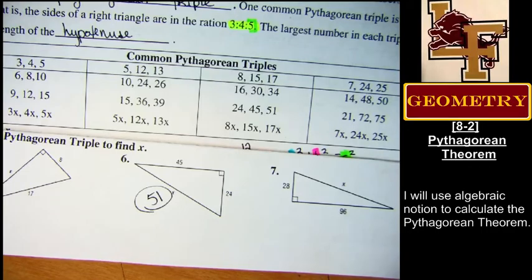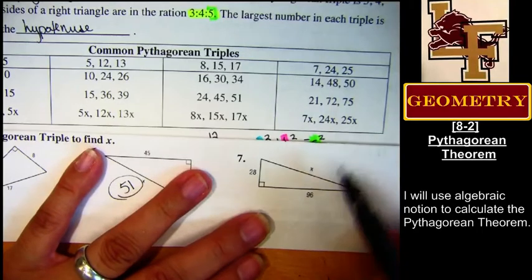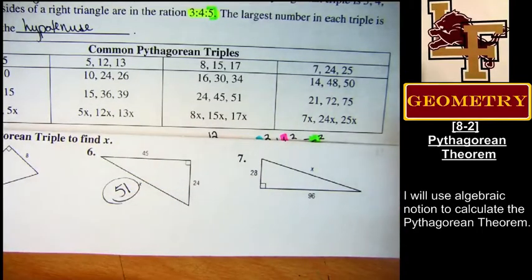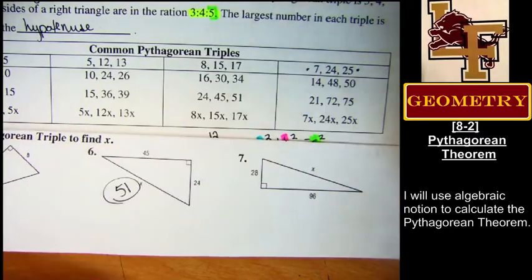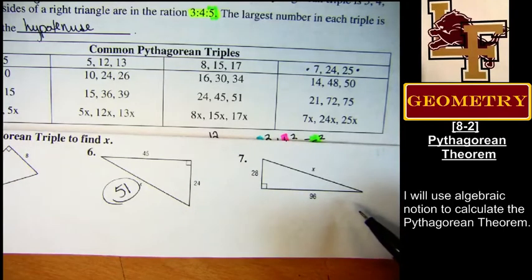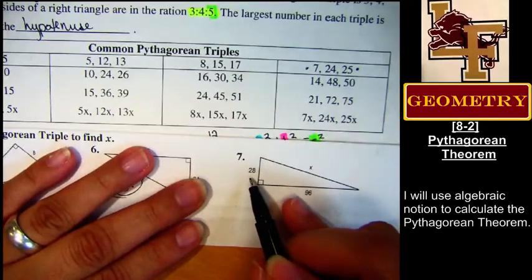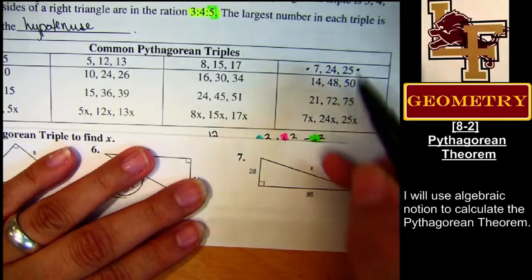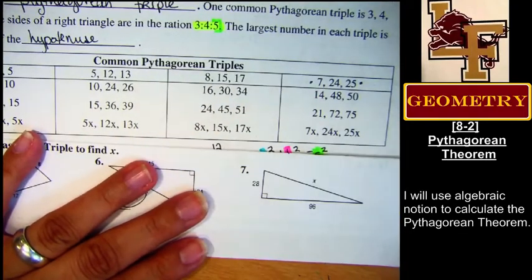The question was, what about number 7? Number 7's legs are 28 and 96. And if I look here, I don't have either of those. But recall that this is like the parent of the family, where they all come from. I can multiply all 3 of these numbers by some other number, and it generates all the rest of these. So really what I'm looking for is, can I turn these 2 into one of these up here by dividing them both by the same number?